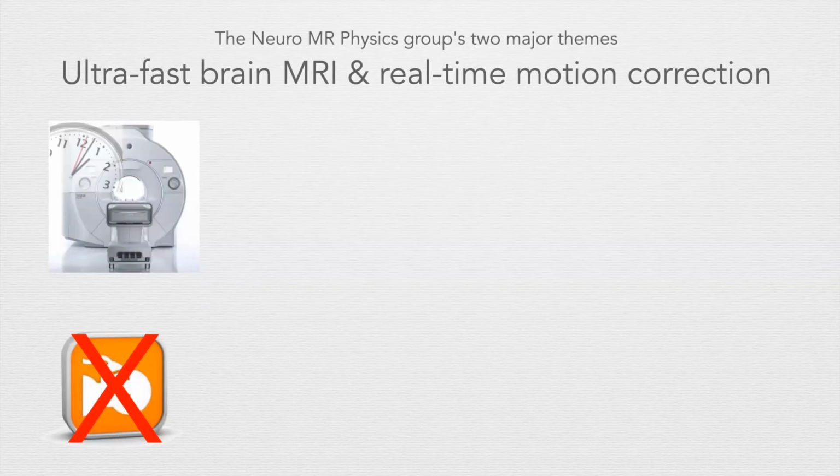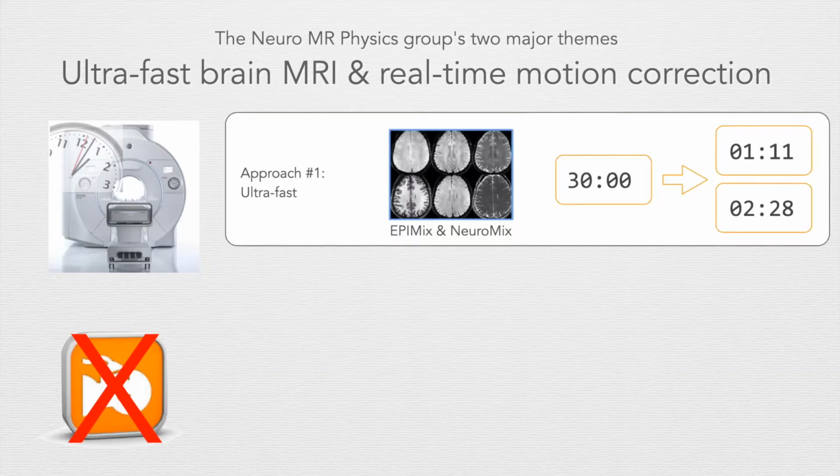So what I'm going to talk about in this presentation are two ways to address these things. One is ultra-fast brain MRI, and the other is real-time motion correction. The first approach is to go ultra-fast, to attempt to acquire these big five important MRI contrasts in a very short time. So we have developed EPIMix and recently NeuroMix, which have taken the scan time down to a bit over a minute for EPIMix, and 2.5 minutes for NeuroMix.